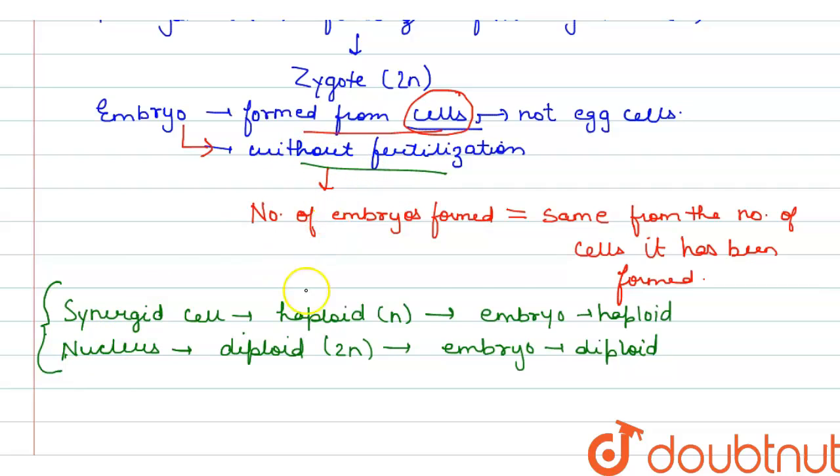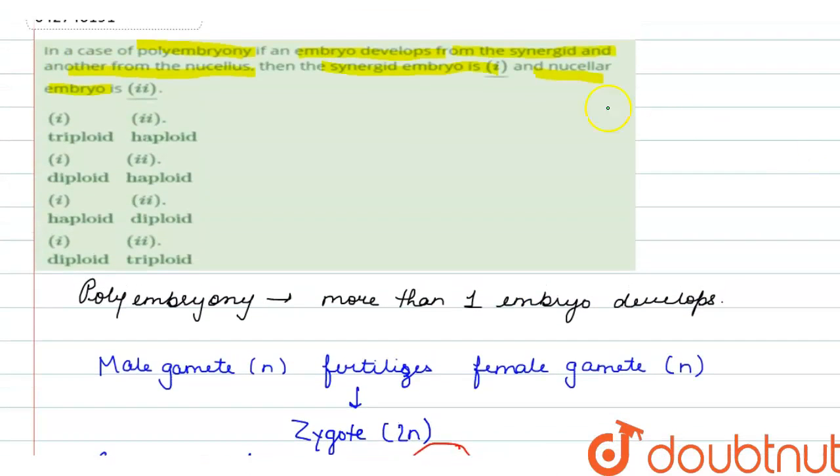Correct. So now the embryos that are formed over here will have the same ploidy as the cells they have been formed from. For example, over here synergid cell is haploid, so the embryos that will be formed will also be haploid. And for the nucleus, it is diploid, so the embryos that will be formed will also be diploid over here. Okay, so for our question, from the given options, the synergid embryo will be haploid, right? And the nuclear embryo will be diploid in number.